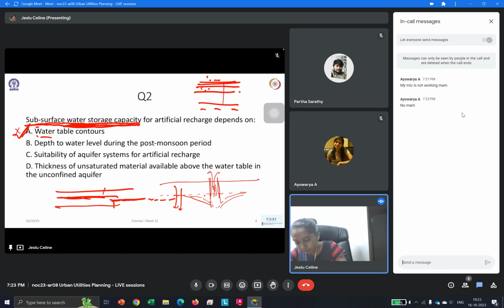So this influences the water table contours. Subsurface storage capacity depends on the water table contour. So that's a right statement actually. Let's go to the next one.